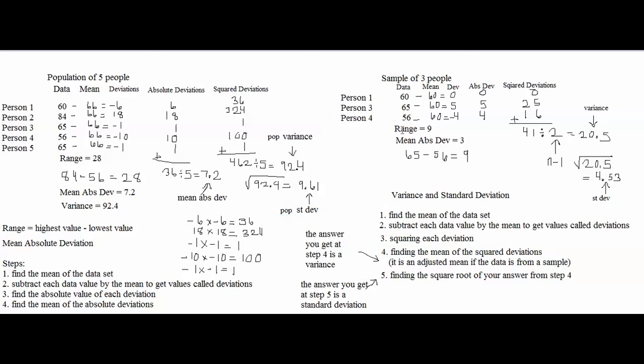And if you have data from a sample and you do use this adjustment in step 4, your answer right here would be called a population variance. I'm sorry, a sample variance. And when you find the square root of the sample variance, your answer is called a sample standard deviation. So it's just a more specific way of describing these values.